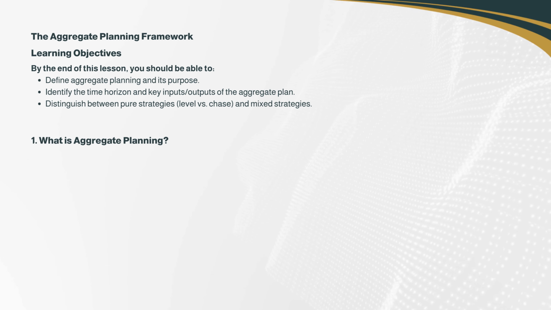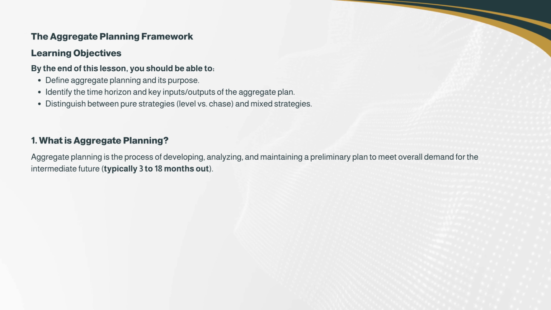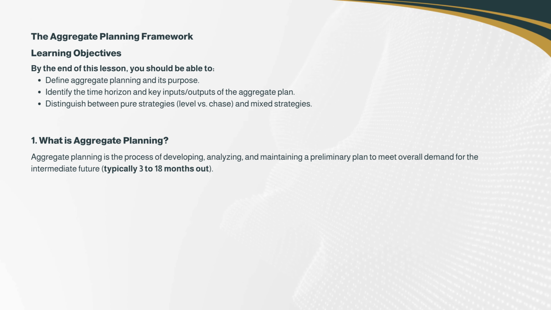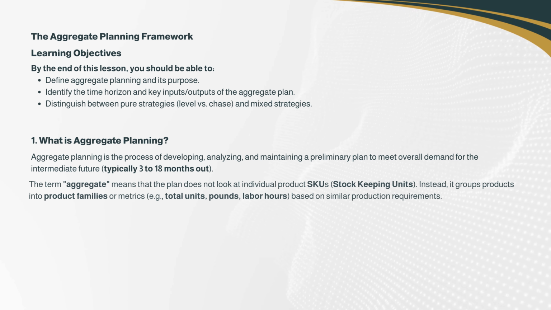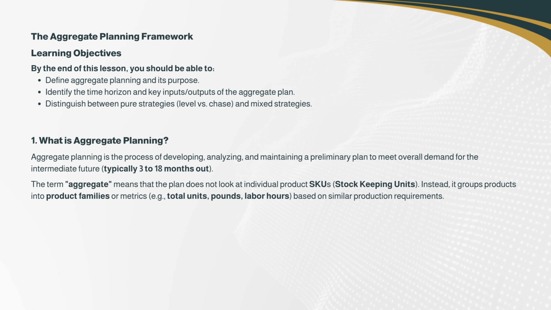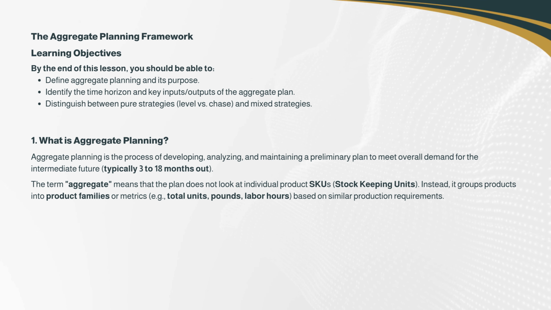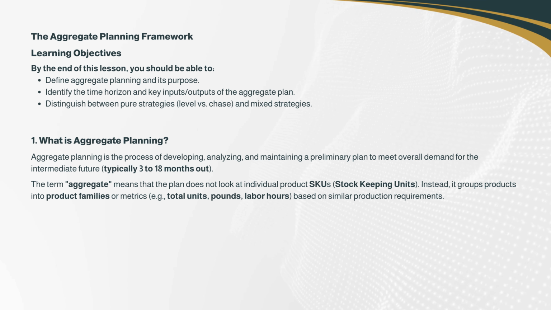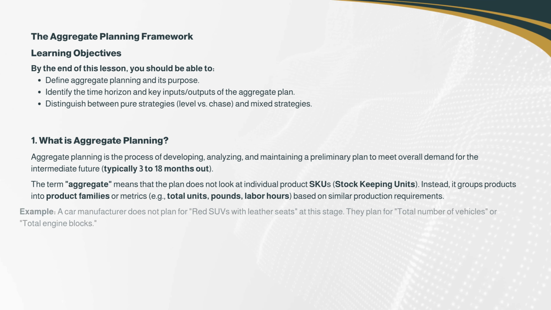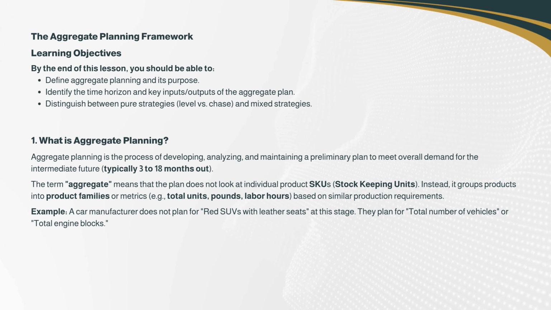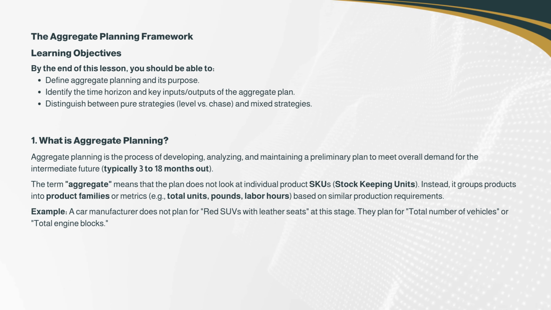1. What is aggregate planning? Aggregate planning is the process of developing, analyzing, and maintaining a preliminary plan to meet overall demand for the intermediate future, typically 3 to 18 months out. The term aggregate means that the plan does not look at individual product SKUs, stock keeping units. Instead, it groups products into product families or metrics, e.g., total units, pounds, labor hours, based on similar production requirements. Example: a car manufacturer does not plan for red SUVs with leather seats at this stage. They plan for total number of vehicles or total engine blocks.